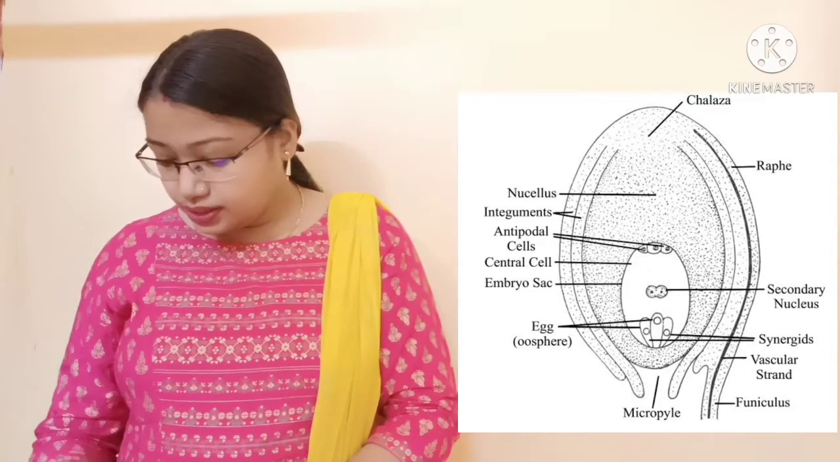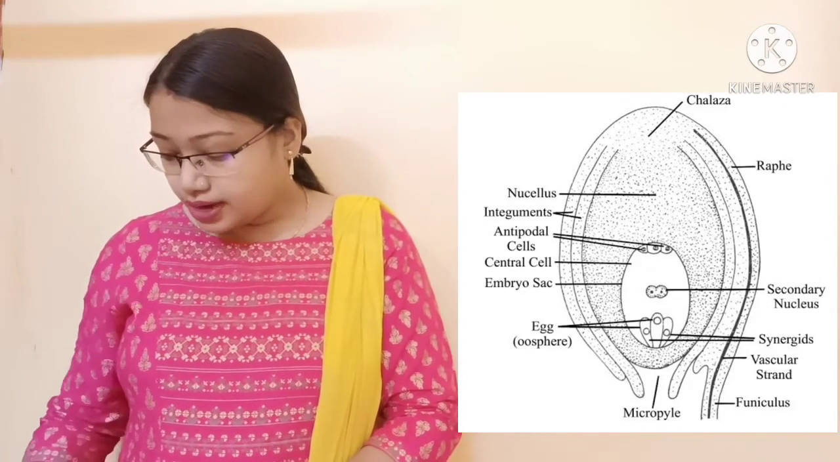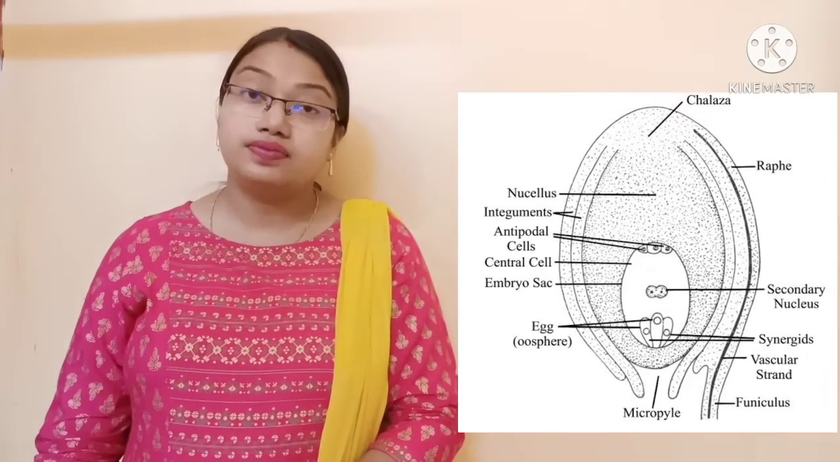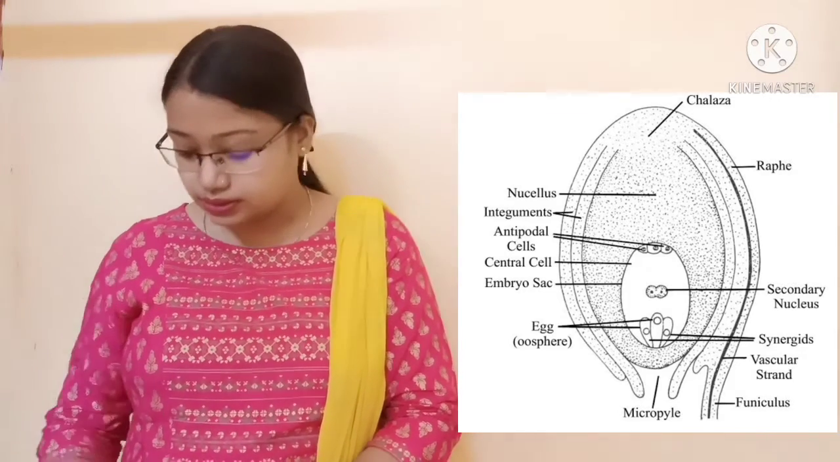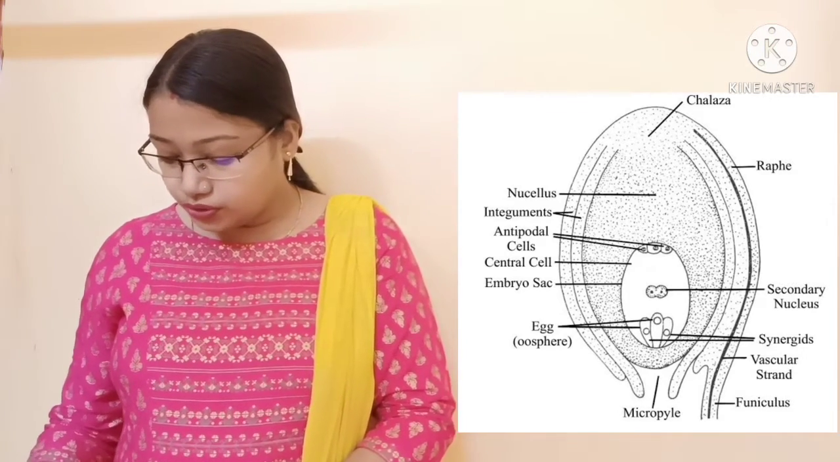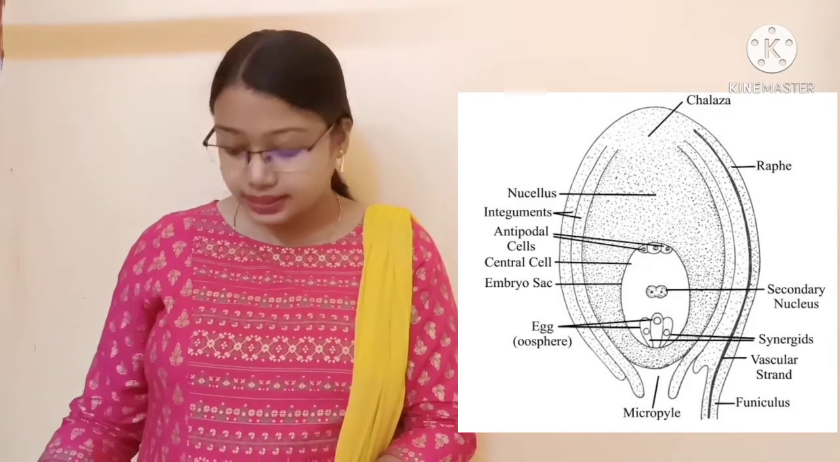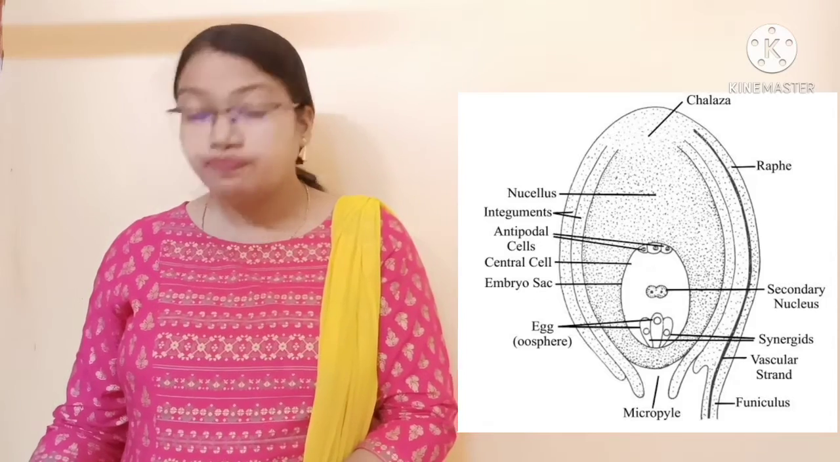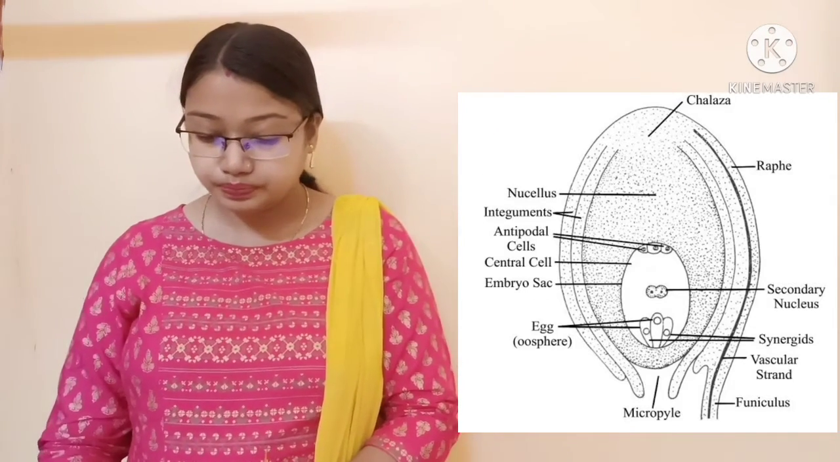Now, within the nucellus is present one megaspore mother cell or embryo sac mother cell. We call it a mother cell because this cell will undergo meiosis. The other end of the ovule, opposite to the micropylar end, where the funicle joins with the nucellus and integument, is called the chalaza or chalazal end. It represents the basal part of the ovule.